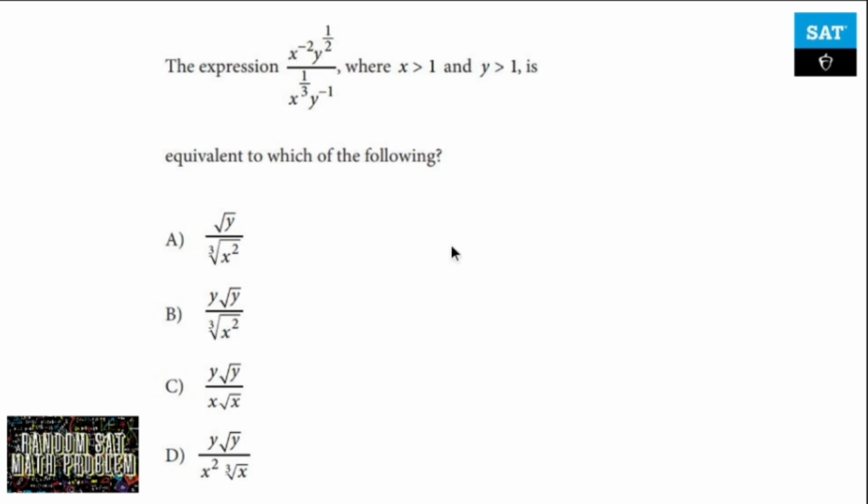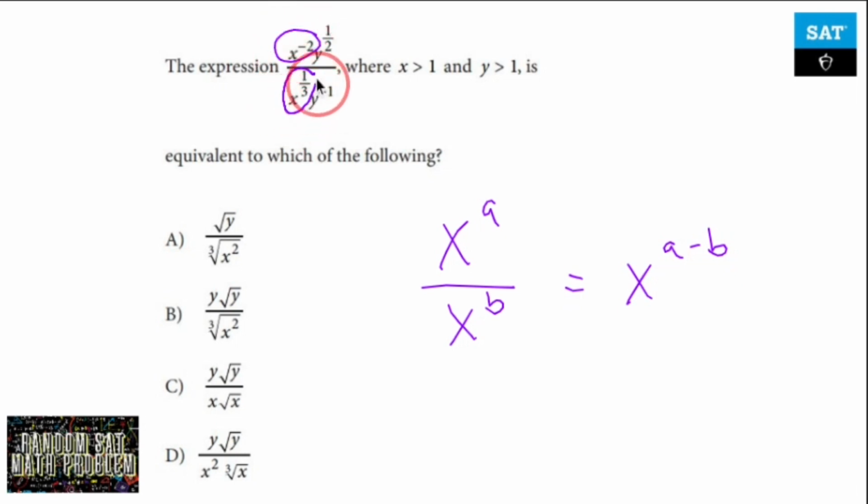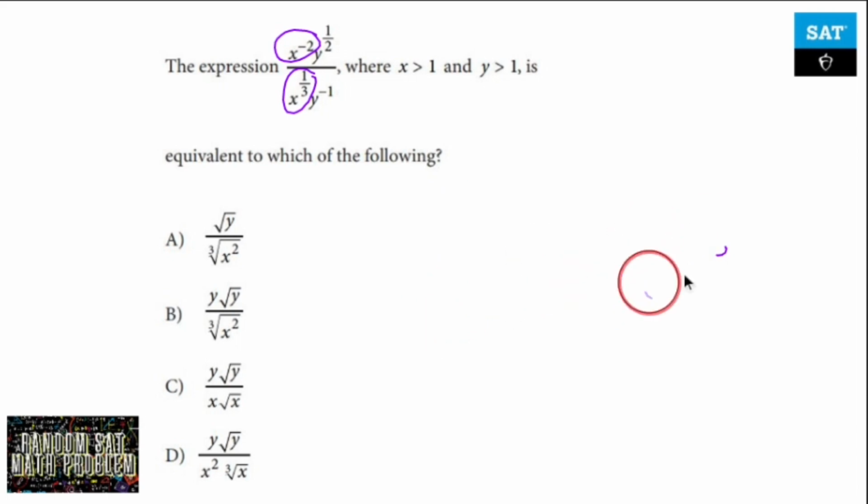All right, so quick little rule. X to the a over x to the b. If I have powers that are dividing each other and the bases are the same, subtract the exponents. So that's what I'm going to do here. I identify the fact that I have an x up here in the numerator and an x down here in the denominator, and I'm dividing powers of the same base, so I want to subtract exponents.